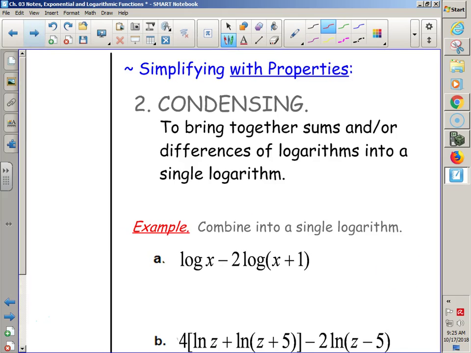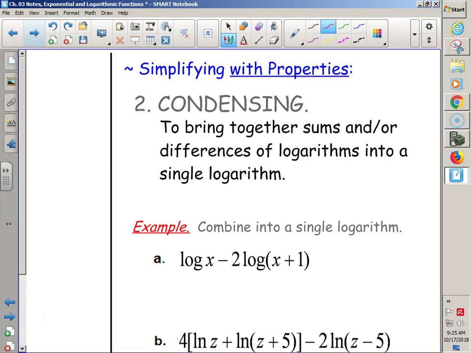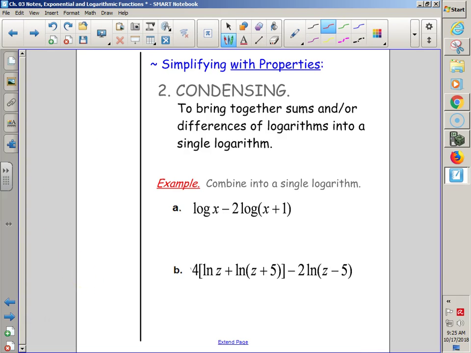What else? Ooh, condensing. So expanding, we were taking a single logarithm and pulling it apart, spreading it out legally. Condensing says, let's go the other way. Can we bring them together under a single logarithm, in the same logarithm? But guys, this is only legal if the bases match. Otherwise, there's no bringing it together. If the bases don't match, that alliance is not going to work.